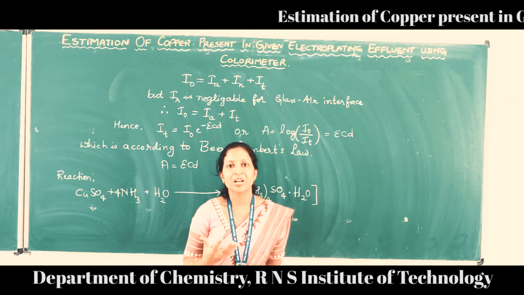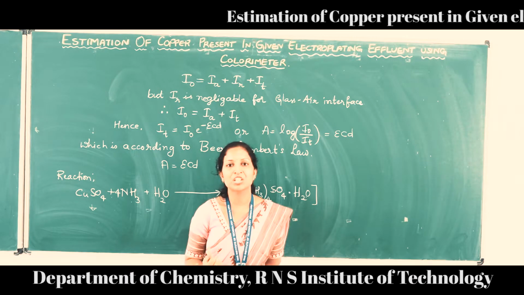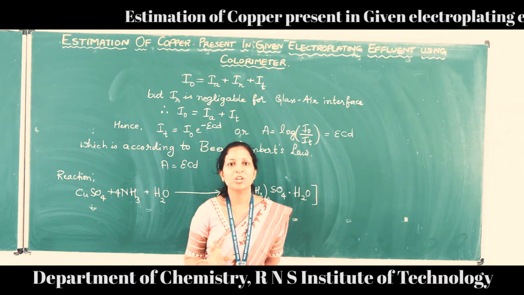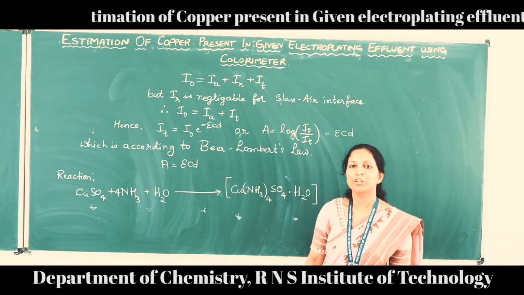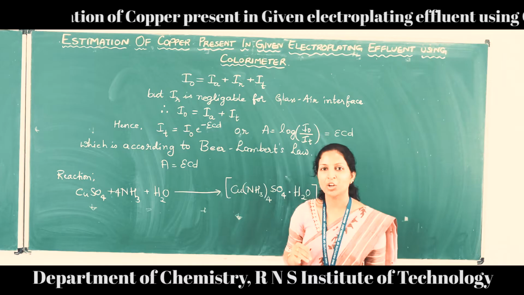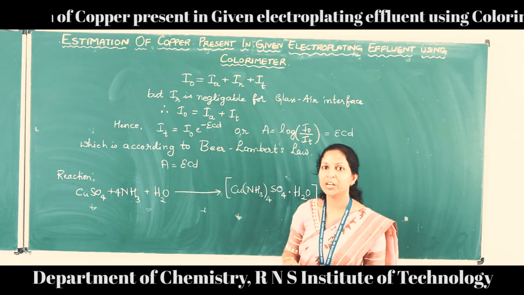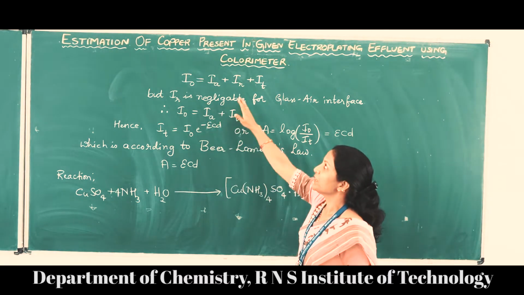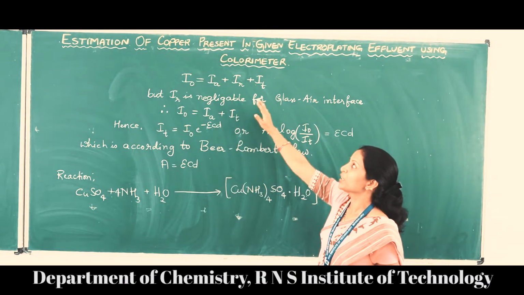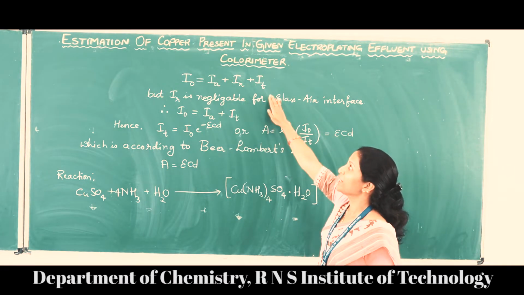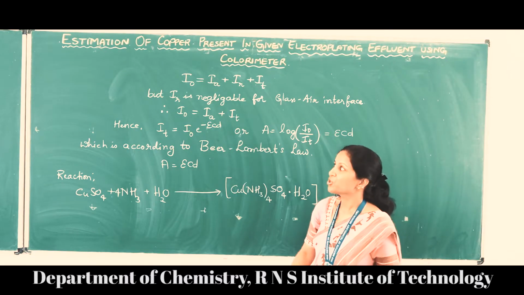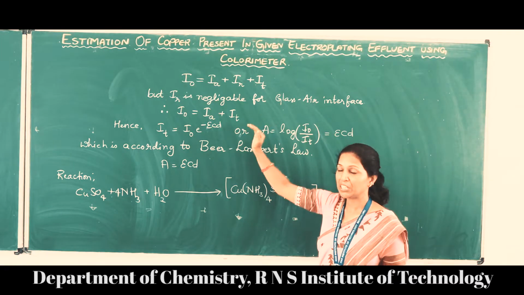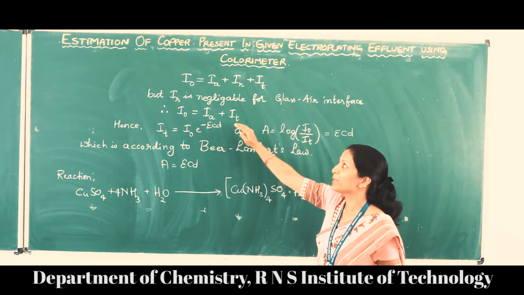Colored transparent solutions absorb a certain amount of light, and that is related to the concentration of the substance at a particular wavelength. When a monochromatic light of intensity I naught is incident on a solution, I naught, the intensity of incident light, is equal to the intensity of absorbed light plus the intensity of reflected light plus the intensity of transmitted light. Here IR is negligible for a glass-air interface, so the equation can be rewritten as I naught is equal to IA plus IT.